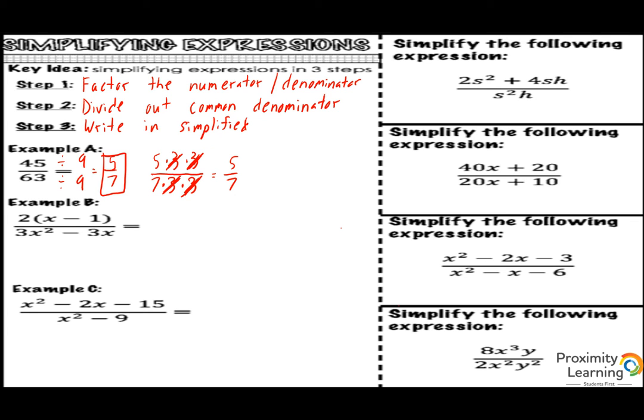All right. So now the reason I showed you the last one is that's going to be something we are going to have to do when we simplify these rational expressions. All right. We're going to factor out the numerator and denominator. We're going to divide out the common factor, and then we're going to write it in simplified form. So we factored out the numerator and denominator. We divided out the common factor. Then we rewrote it in its simplified form.